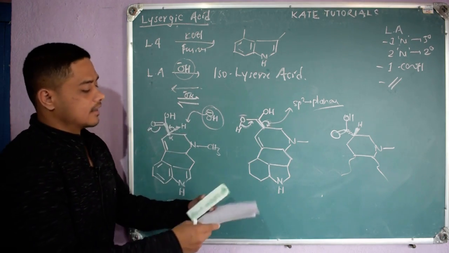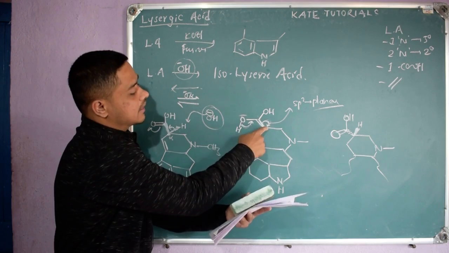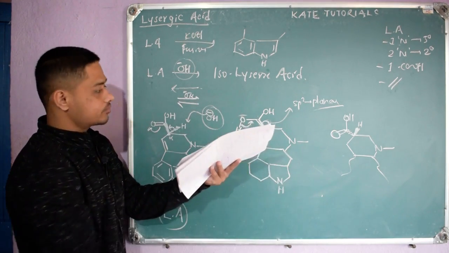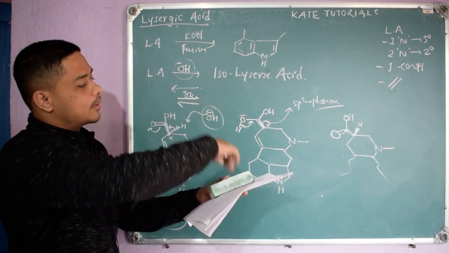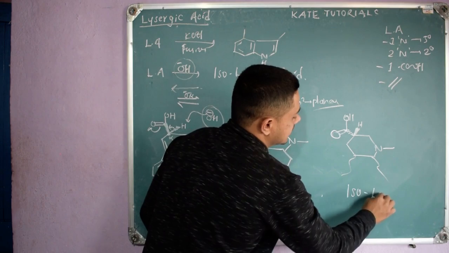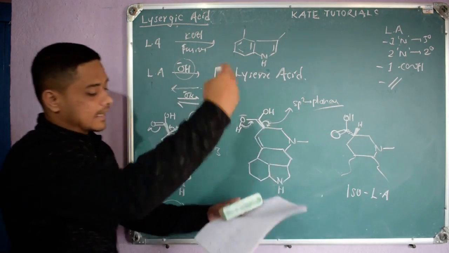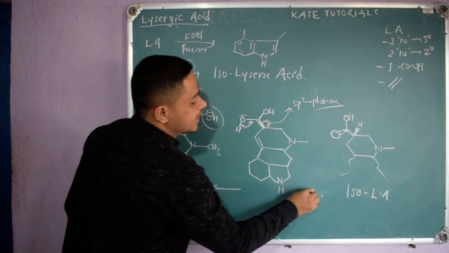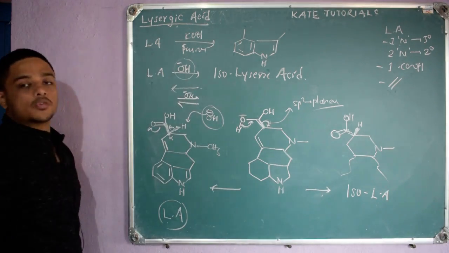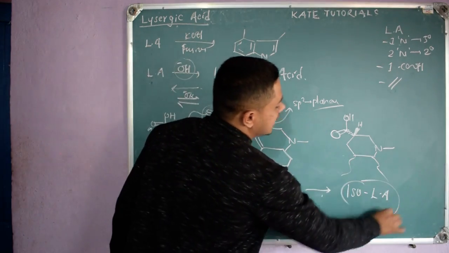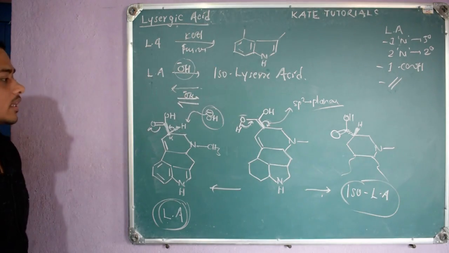Once it is planar, as soon as this electron density comes here, this hydrogen can attack from above or from below. If hydrogen attacks from above, we will get this isolysergic acid. If hydrogen attacks from below, we will get this lysergic acid. So it will be in equilibrium, and we will get 50% lysergic acid and 50% isolysergic acid. This is the thing you should understand.